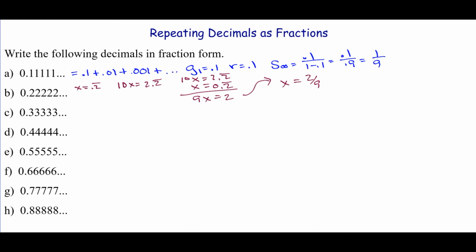0.3 repeating, most people are familiar with this. This is the same as 1/3. If we think of this, when we had 0.1 repeating, we had 1 over 9. 0.2 repeating was 2 over 9. So 0.3 repeating would be 3 over 9, but that one just reduces to 1/3. So if we think of this as a pattern, then 0.4 repeating is going to be 4 over 9. 0.5 repeating is going to be 5 over 9. 0.6 repeating is 6 over 9, which reduces to 2/3. Again, we're familiar with that one. 0.7 repeating is 7 over 9. 0.8 repeating is 8 over 9.